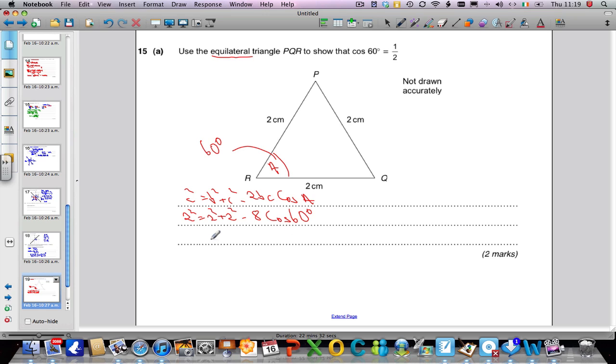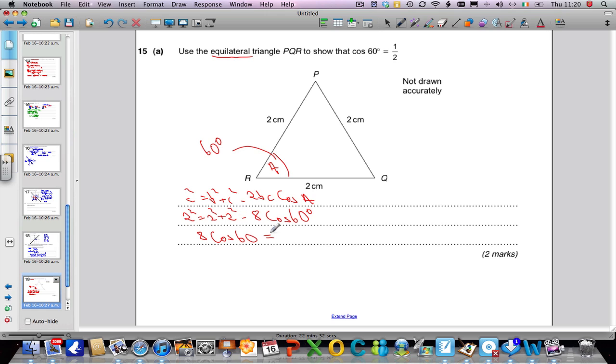Okay, let's tidy up a little bit. 8 cosine 60. So I'm bringing the 8 cosine 60 over this side. 8 cosine 60 must be equal to 2 squared plus 2 squared, and then take away the 2 squared.